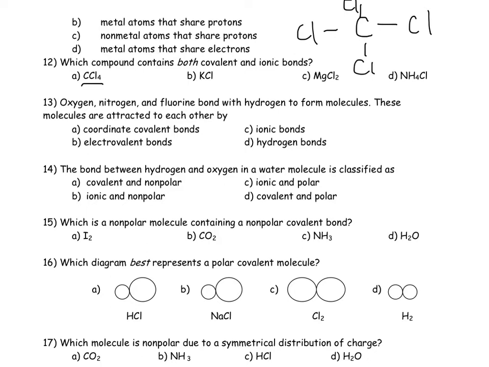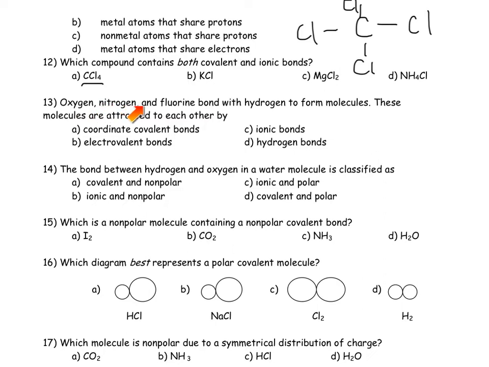What kind of bond is this? And what kind of bond is this? And then once you have all the bonds identified, then you can choose which one of these 4 has both covalent and ionic bonds. You can figure that out.